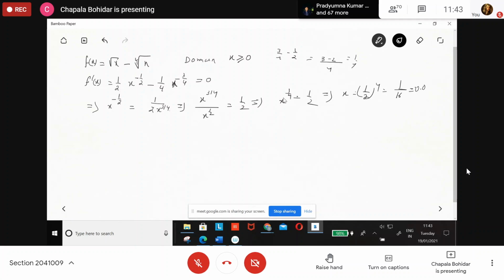So I simplify, I got x to the power 1 by 4 is equal to 1 by 2. So x is equal to 1 by 2 to the power 4. That is 1 by 16. How much is 1 by 16 in decimal? It is 0.0625. So I can write down 0.0625.